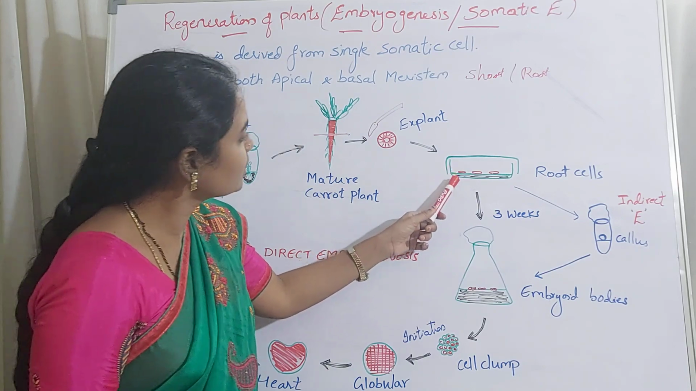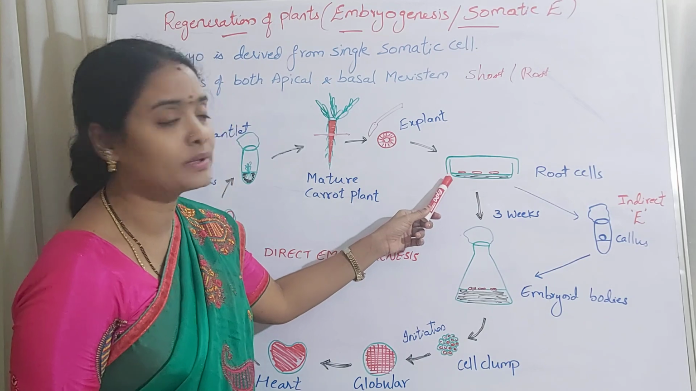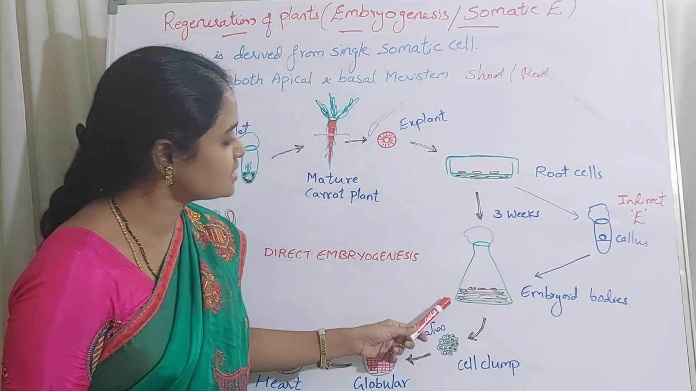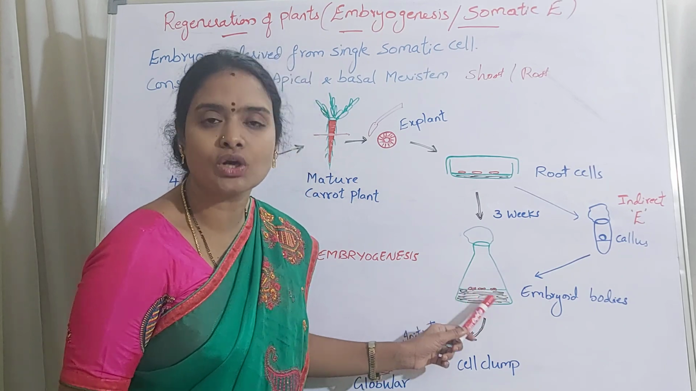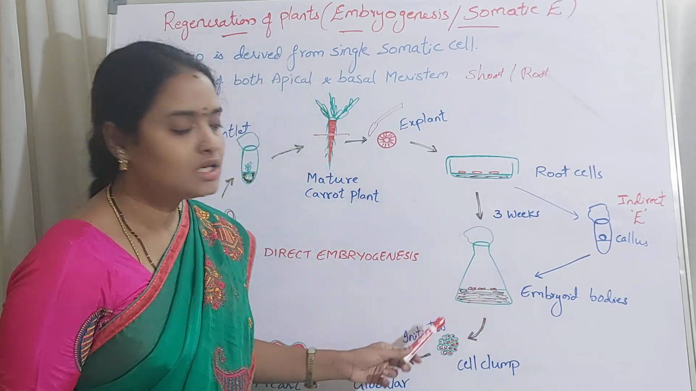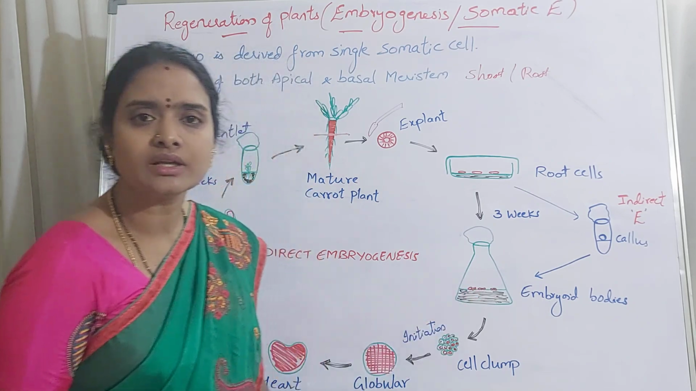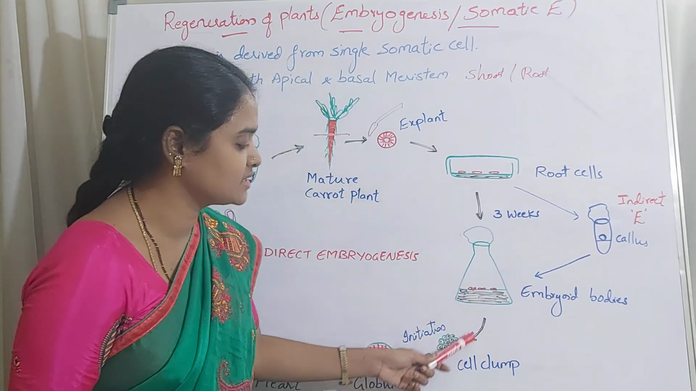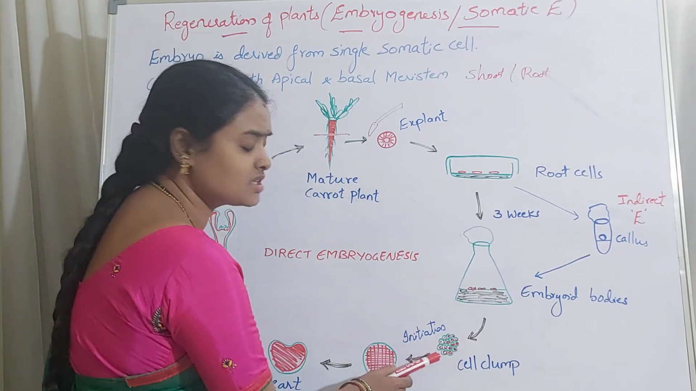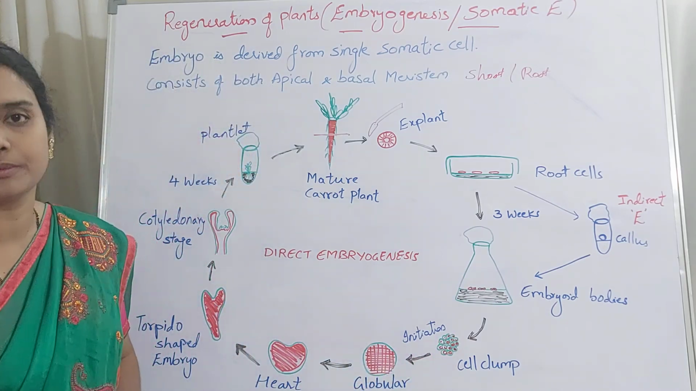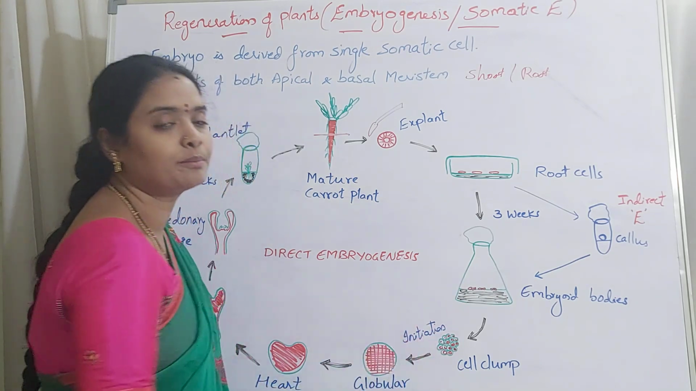Here I have inoculated 3 explants, and after incubation for 3 weeks, I can see that these cells are getting transformed into embryoid bodies. Further after incubation, these embryoid bodies form a clump of cells. Now this clump of cells will initiate the formation of embryo. That means the initiation step starts from this clump of cells.